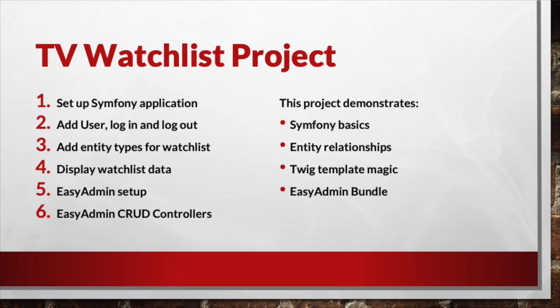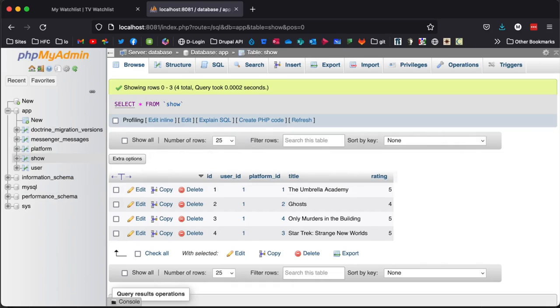Just a quick recap. In the first video, we created a Symfony application, set up templates, and added a home page. In the second video, we created a user entity type, configured security, and added routes for logging in and logging out to the application. And in the third episode, we added platform and show entity types so we could track our streaming platforms and watched shows. And since the last video, I went ahead and manually added to the database a couple more platforms and a couple more shows just so that we have some data to work with here.